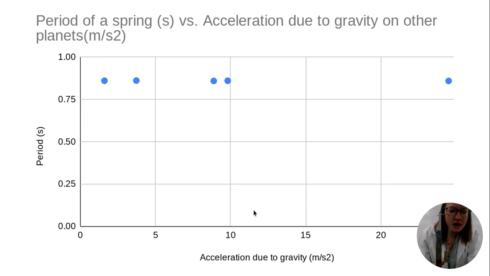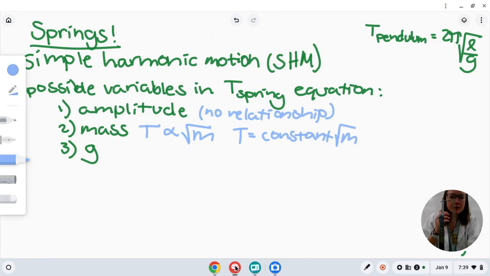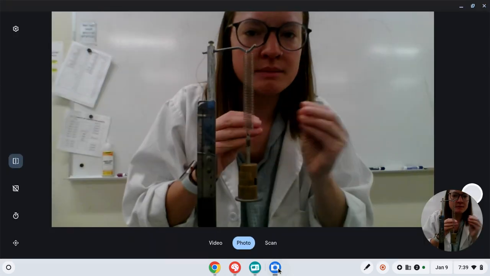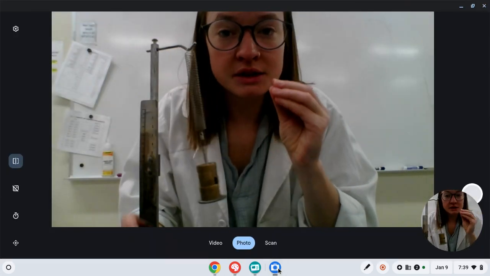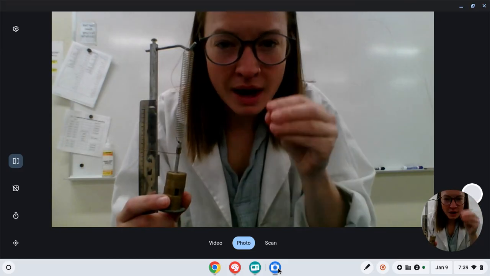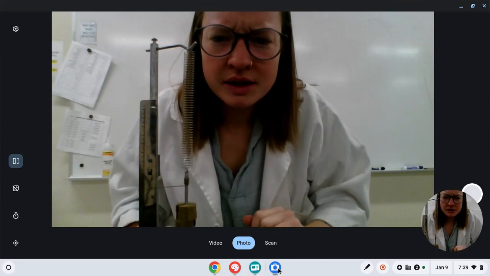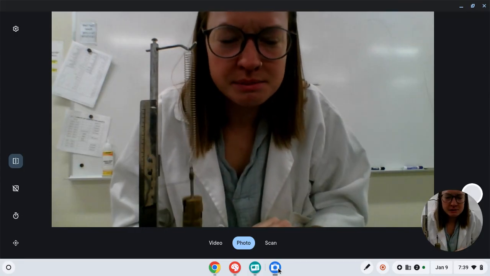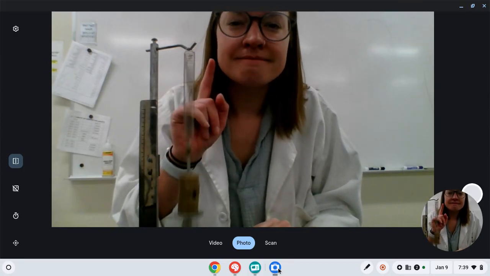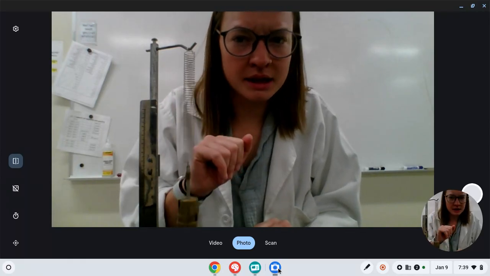Now, a lot of students say, "What, Miss Wilson, that makes no sense." It made sense to us yesterday that the period of a pendulum would be related to the acceleration due to gravity. And the reason why that makes sense to us is because isn't gravity what makes a pendulum go? And some of you are looking at this situation and you say, well, isn't gravity making the spring go? No, gravity is not making the spring go.